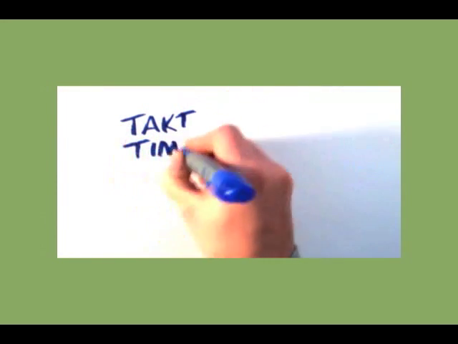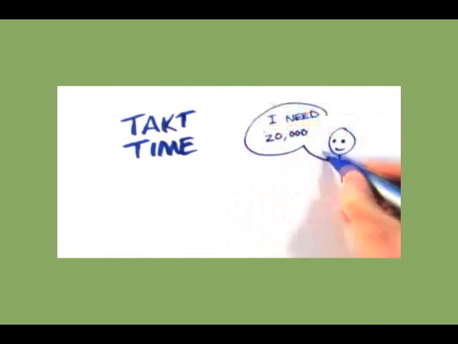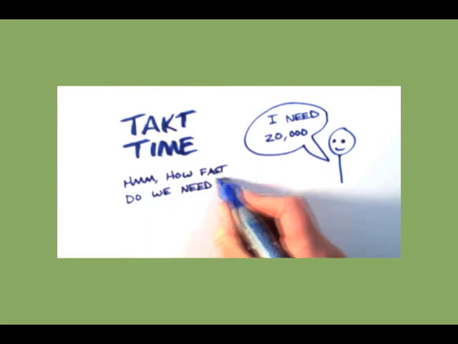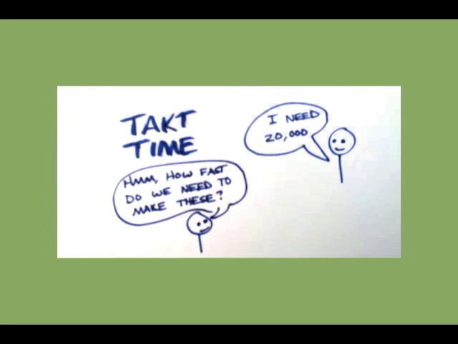First of all, let's look at takt time. Takt time is a calculated value that describes the theoretical demand rate of your customer. In other words, it is the rate at which you need to produce in order to meet their demand.